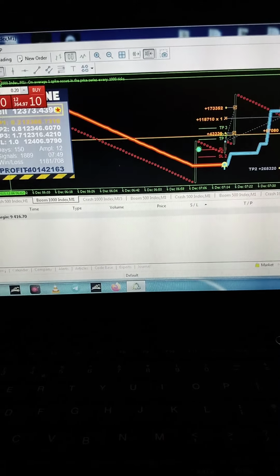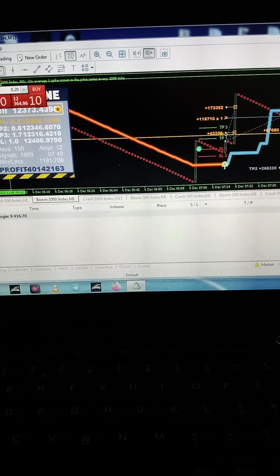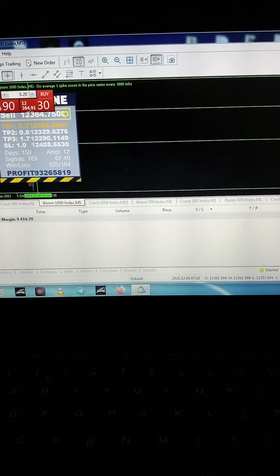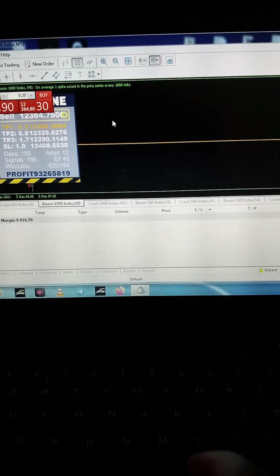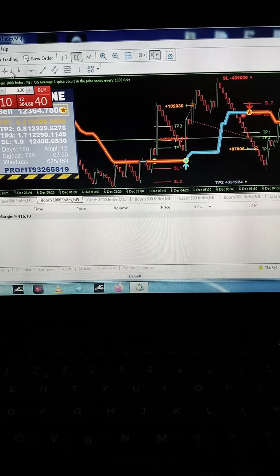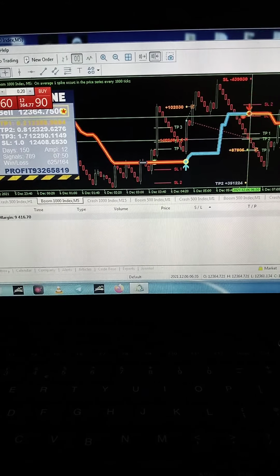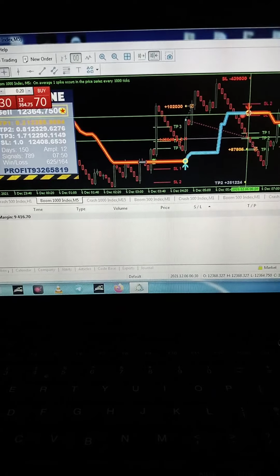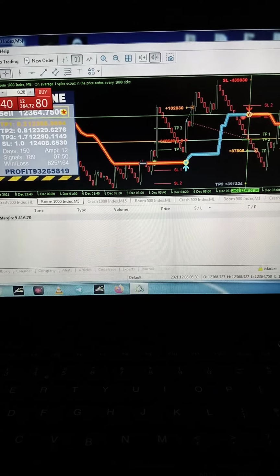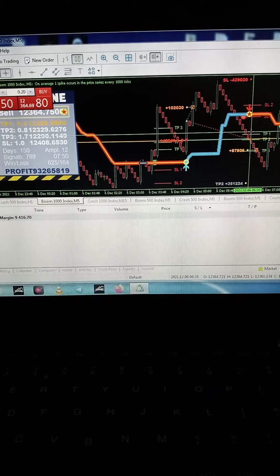Remember, this is 1 minute. I'm just showing you how it goes in 1 minute. Let me go to 5 minutes. Let us also look at the structure of the market. So remember, look at it again. You see, even in 5 minutes, it gives you a trend. Look at what happened here in 5 minutes. It gives you a trend here, and you move.